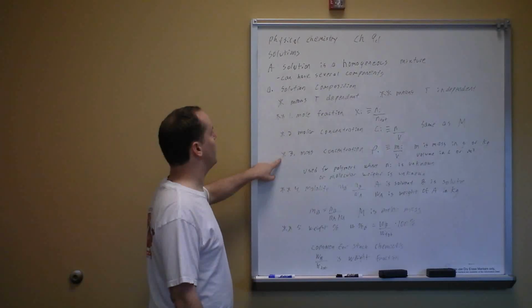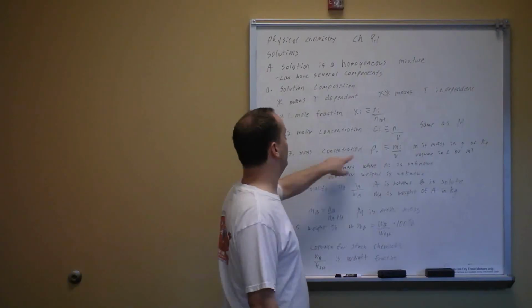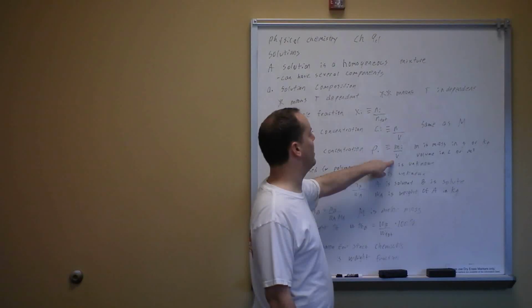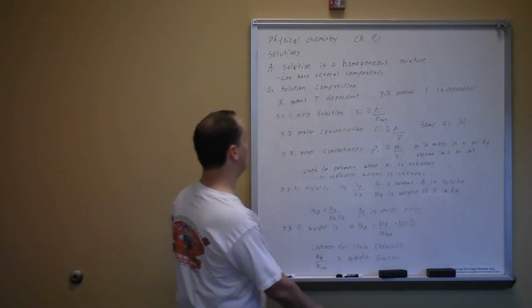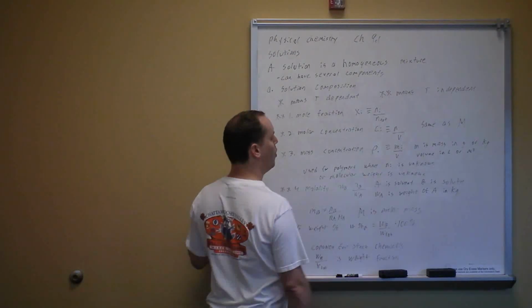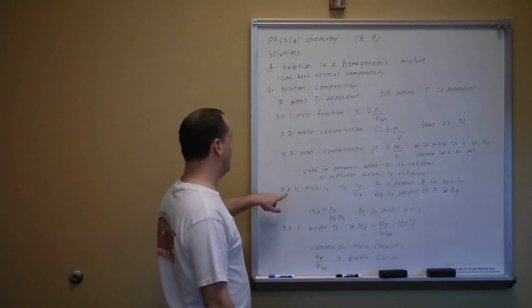And then 3, we have mass concentration. That's 1 star, so it's temperature dependent. Mass concentration is rho sub I equals m sub I over V. So it's mass divided by volume. And this is useful when you have polymers or something, if you don't know what N sub I is, or if you just don't know what the molecular weight is.